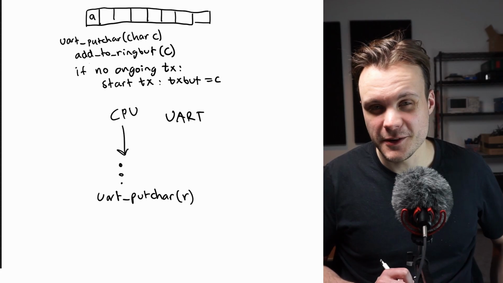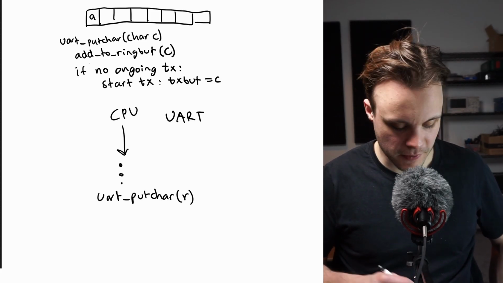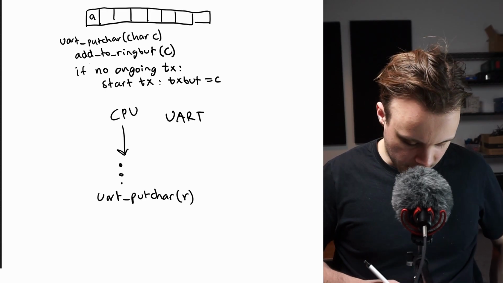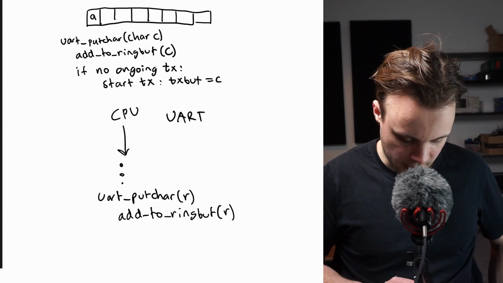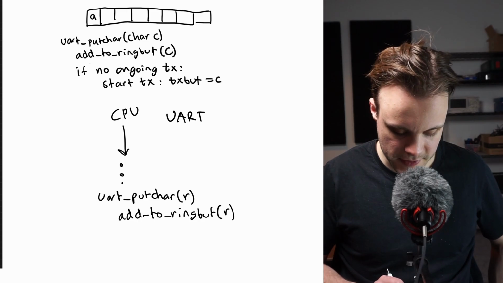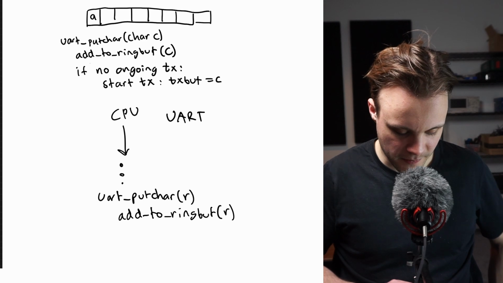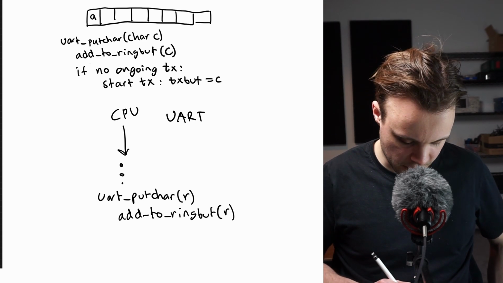And this is especially going to be the case if we have a function that prints an entire string, because then we're just going to have several calls to put char after each other. And this is also going to add the character to the ring buffer. And it's going to do the same check here. If no ongoing TX, it's going to start the transmission. But since there is an ongoing transmission right now, we are not going to go into this if condition here, so we're just going to return.